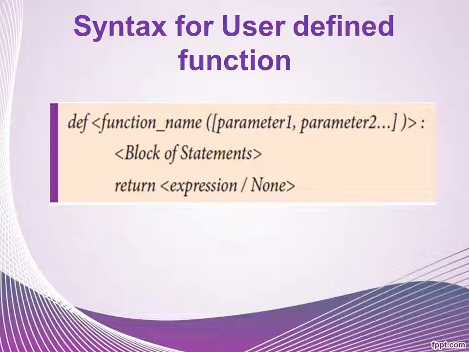Here two arguments are passed. What are the arguments passed here? Parameter 1 comma parameter 2. The block of statements is a condition and a return expression slash none. What is the expression? If I give the expression as 11a, it will move on to parameter 1 comma parameter 2 and slash none. Suppose I didn't declare any variables or expressions, it will show a none value.